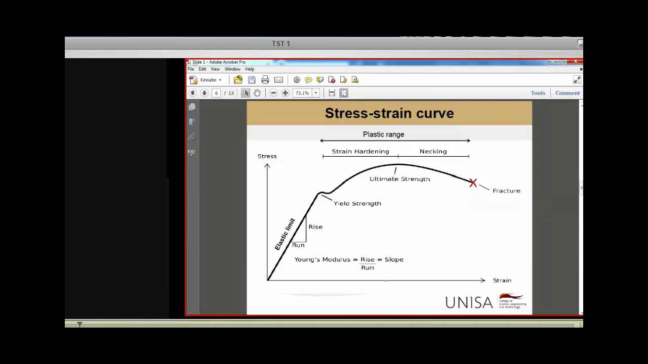The slope of the graph within the elastic limit is the Young modulus, which is the ratio of the stress all over the strain.